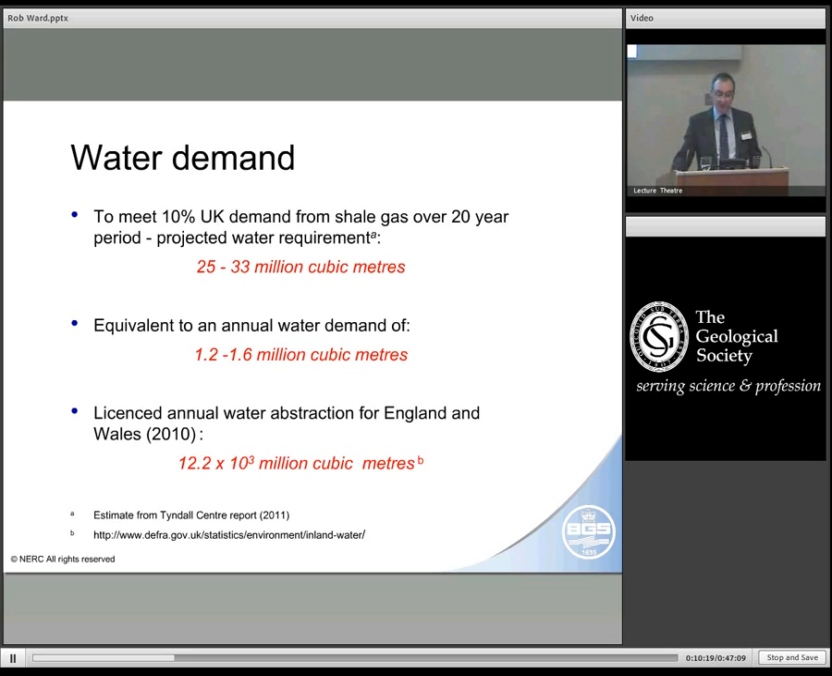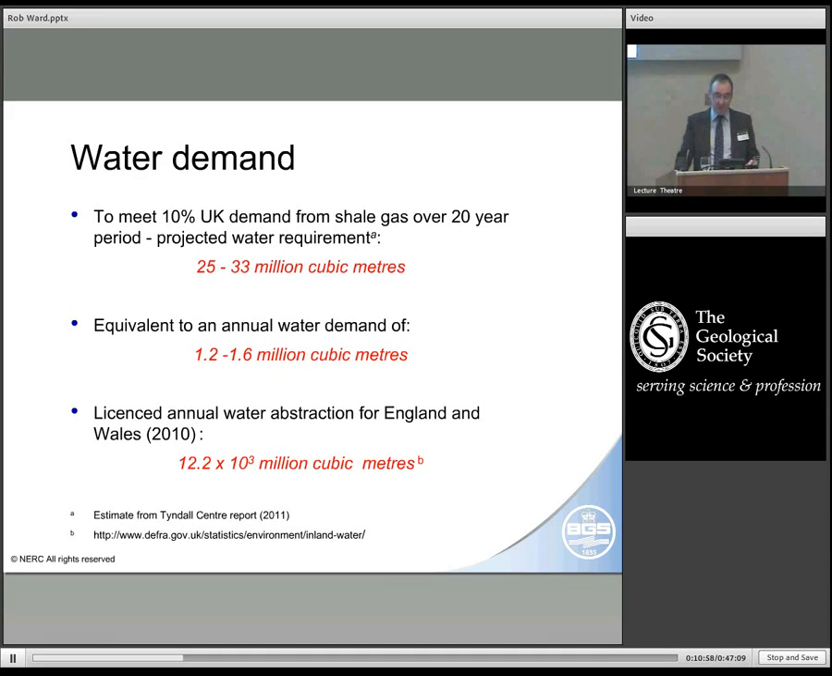But then when we look at the total licensed annual water abstraction for England and Wales, and that's just non-tidal, so that's inland freshwater abstraction, that figure is 12.2 thousand million cubic metres. And so what we're looking at here is actually, in the grand scheme of things, shale gas requiring a relatively small amount of water compared to other types of abstraction, less than 1/10 of 1%, in fact, of the annual abstraction of fresh water for the range of uses that we use it, and that includes drinking water abstraction and energy production as well. But that's really looking at it in the grand scheme of things.